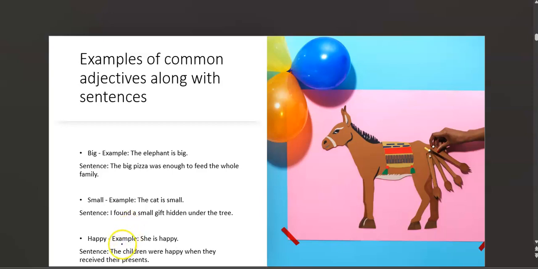Another example is happy. She is happy. Now she's not just in any mood, she is happy. Happy describes the mood of this girl or this woman. The children were happy when they received their presents. What was the emotion of the children or the class or the students when they received their present? They were happy.